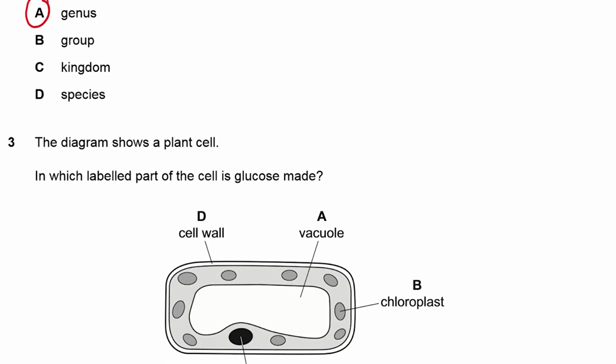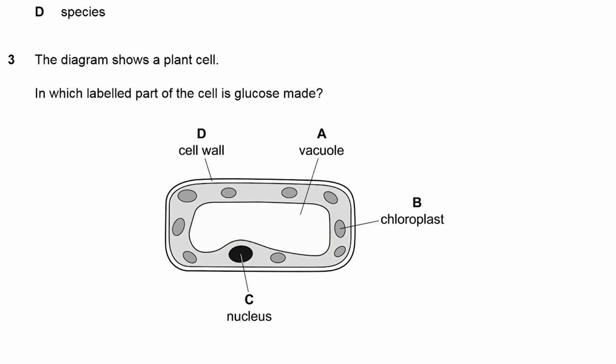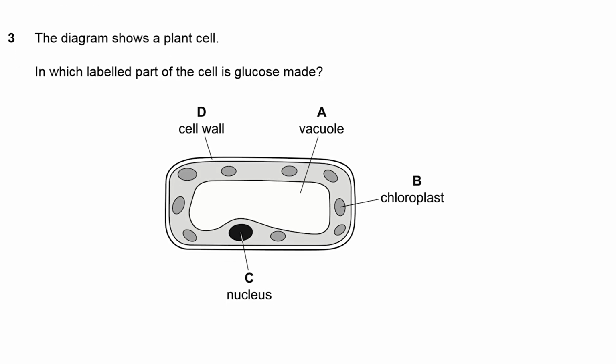Number 3 says, the diagram shows a plant cell. In which labeled part of the cell is glucose made? If you look at the cell, we see that it has cell wall, vacuole, chloroplast, and nucleus. The cell wall maintains the shape of the cell. The nucleus contains hereditary information. Chloroplast, this is a part that does what? It traps sunlight so that photosynthesis can take place. And what is the product of photosynthesis? One of them is glucose. So definitely, glucose is made within the chloroplast of the cell here.